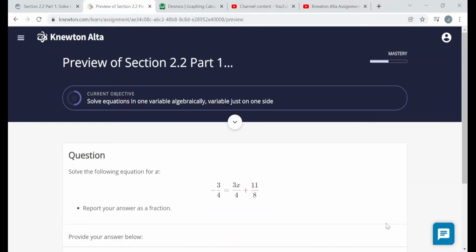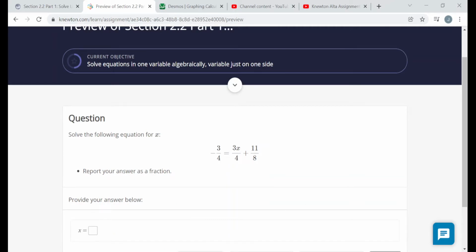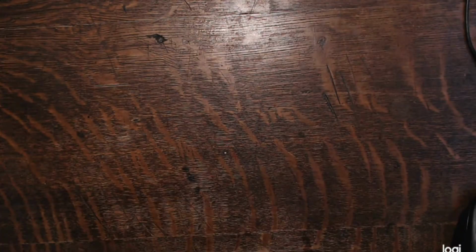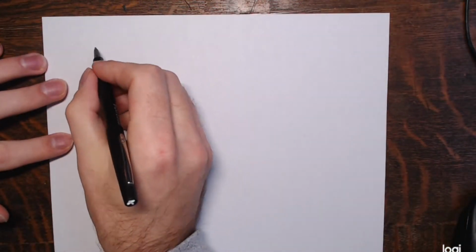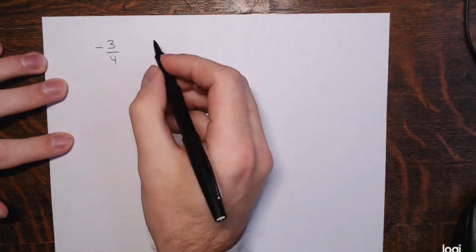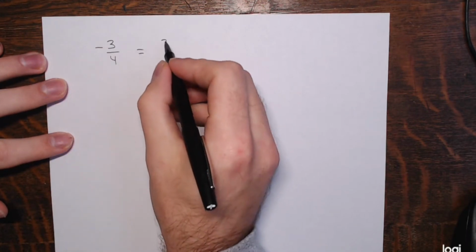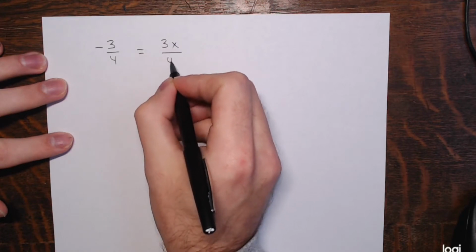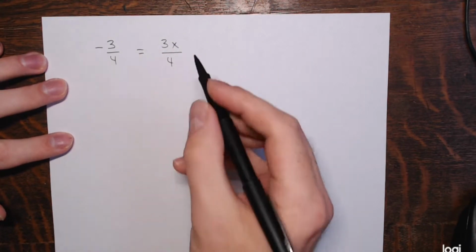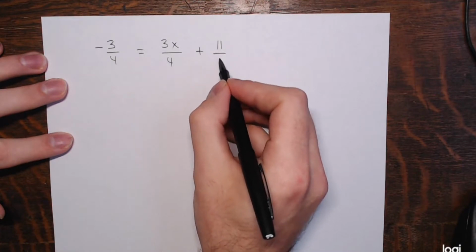Next problem. Now we're switching back to the objective: solve equations where the variable's on one side, but this one has fractions. I'm going to go through with the least common denominator method, where I multiply both sides by the least common denominator first. So this equation looks like this: -3/4 equals 3/4 times x, or 3x over 4, same thing, plus 11/8. We're asked to solve this equation.